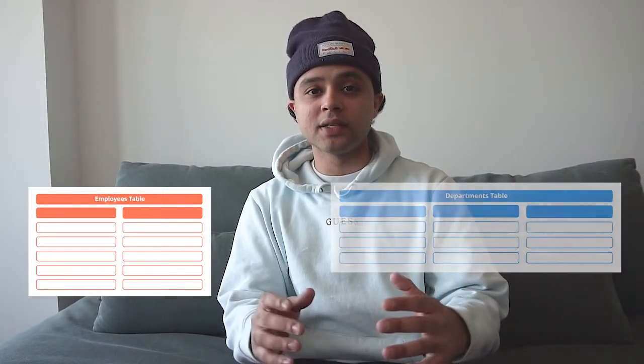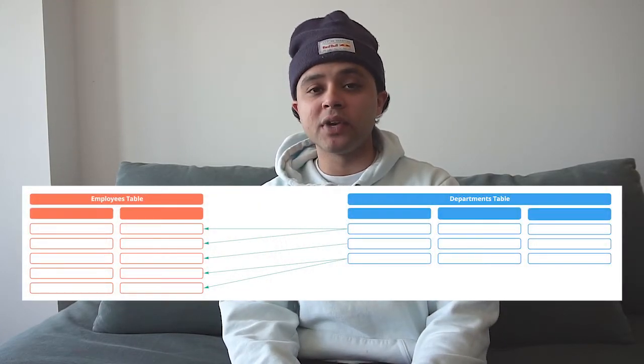Let's get it. VLookup looks for a matching record in a data table and returns data from the matching row. In today's example, we're going to have an employees table and a departments table, and we're going to be using VLookup to put data together.